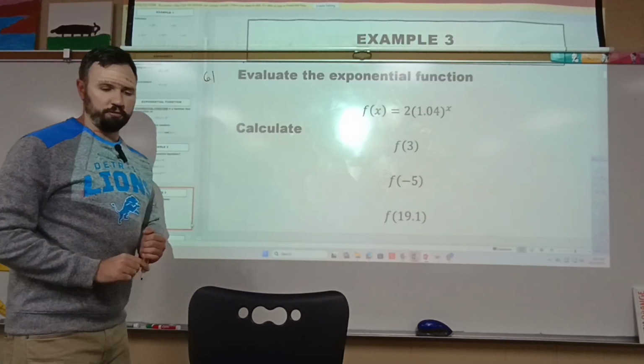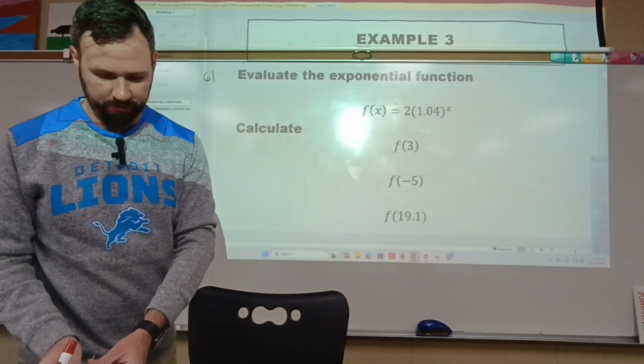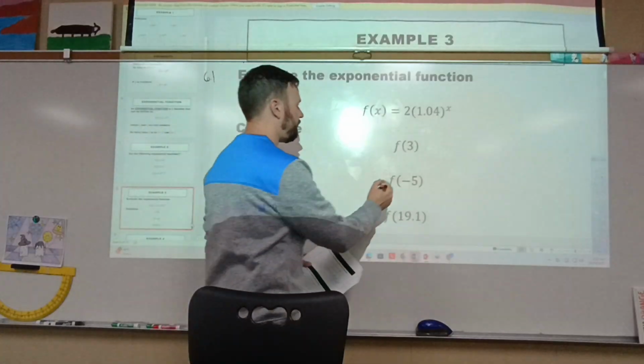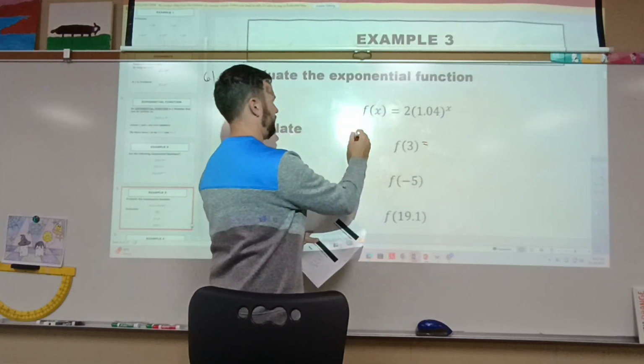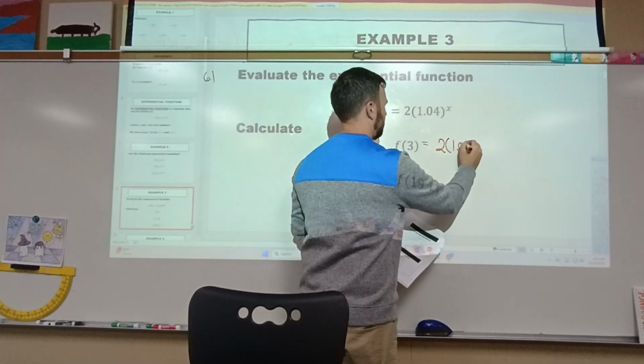Review to the first thing we did. What do I do? I write down my answers. I did this time. F of 3 means, where do I put 3? In for x, right?